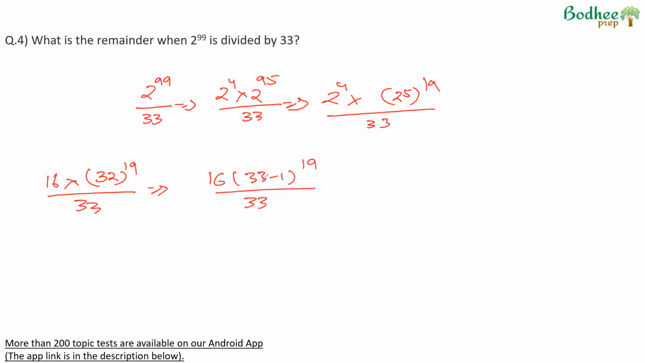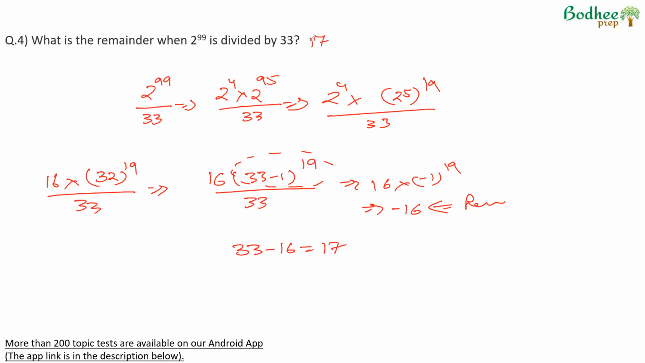As we can see, 33 is divisible by 33. Therefore, the remainder from this part will be minus 1 raised to power 19. And 16 is not divisible by 33, so 16 stands as it is. Minus 1 raised to power 19 is minus 1. Therefore, the overall remainder will be minus 16. Since the remainder is negative, to get a positive remainder, we just add it to the divisor. And therefore, the positive remainder will be 33 minus 16, which is 17. That becomes the answer.